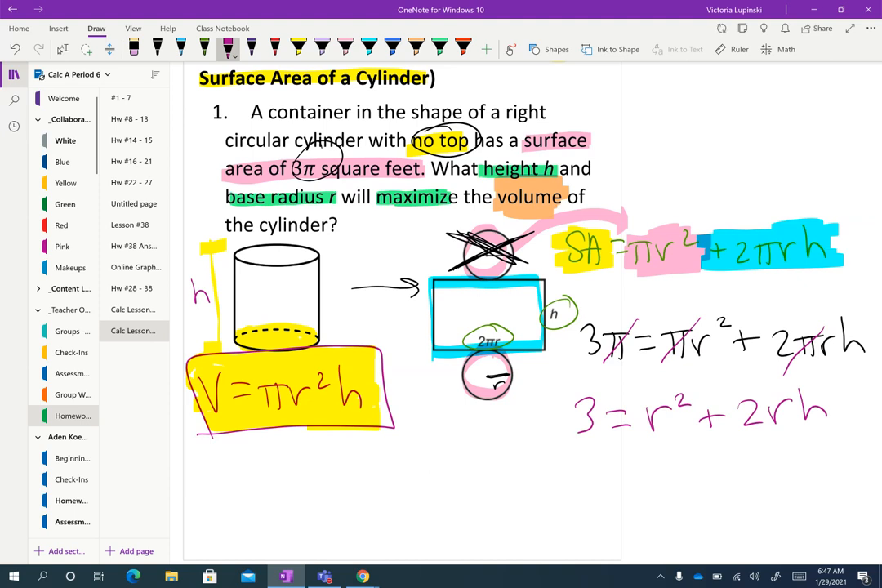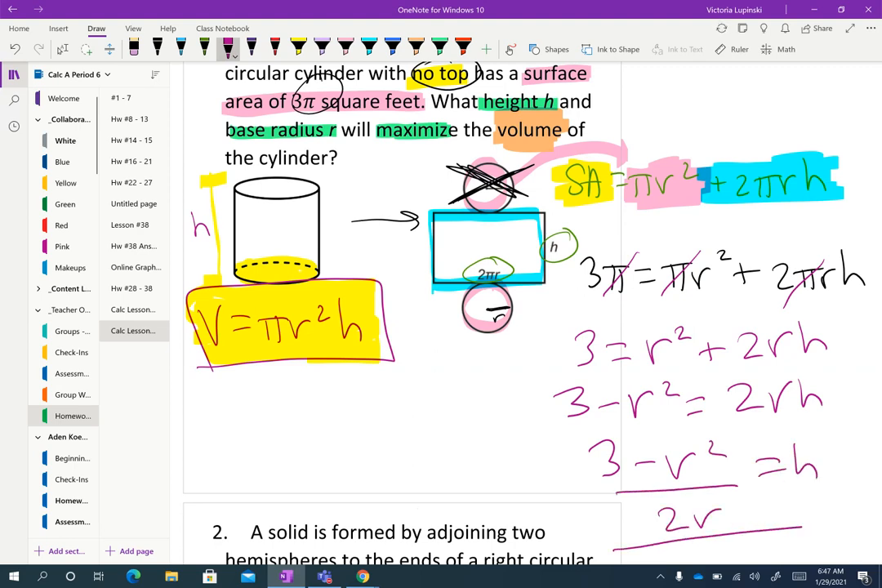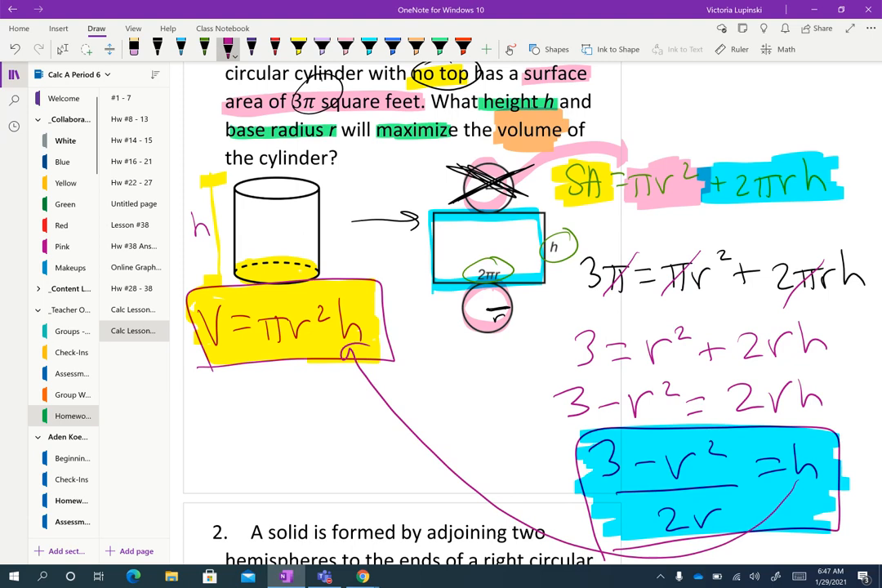Then from here, you have to solve for either r or h, and hopefully it makes sense why you should solve for h, because there's only one h, whereas there are multiple r's. So first, you're going to subtract r squared. Then you're going to divide by 2r. So you're going to get that (3 minus r squared) over 2r is equal to h. So again, this is what you might call your secondary equation, because it's the one that you ultimately have to plug back in.